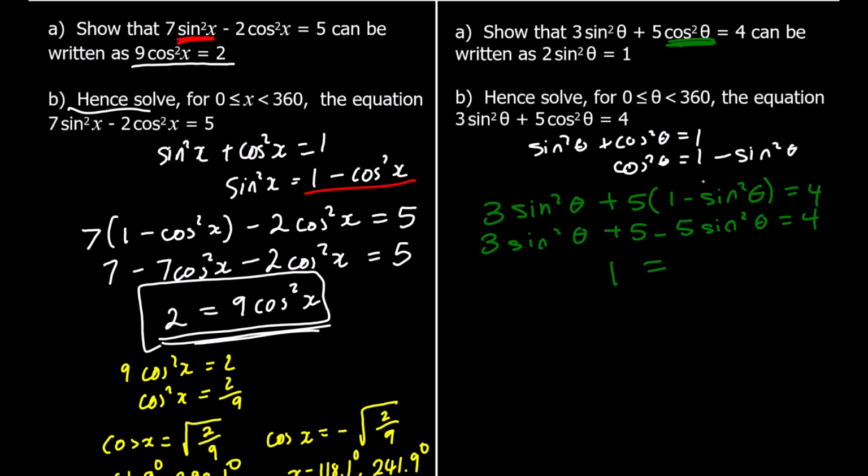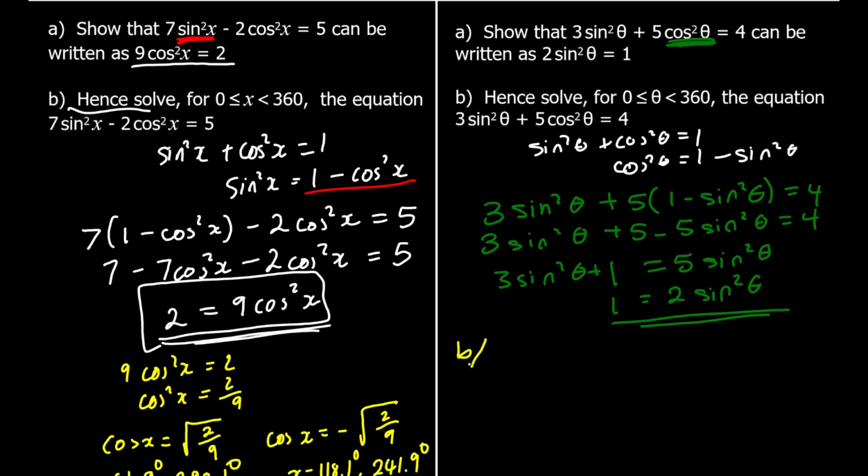And if we add, let's do it in 2 steps. So I'll keep the 3 sine squared theta there. I'll plus the 5 sine squared theta to both sides. I then take away the 3 sine squared thetas. So we get 2 sine squared theta equals 1. That's what we wanted. Part B is hence solve.